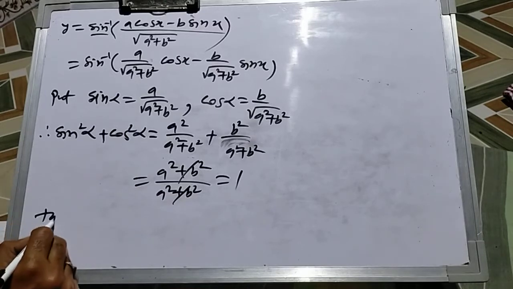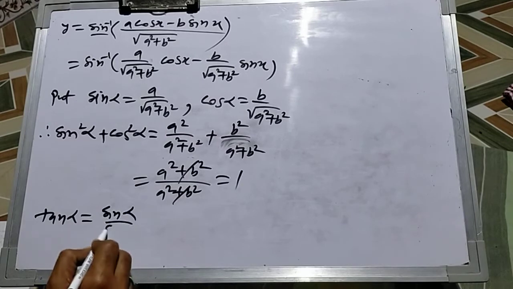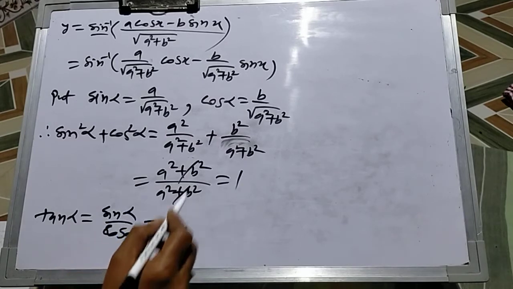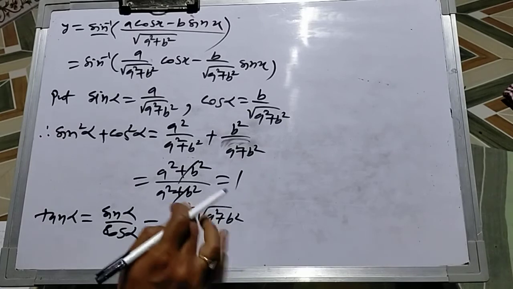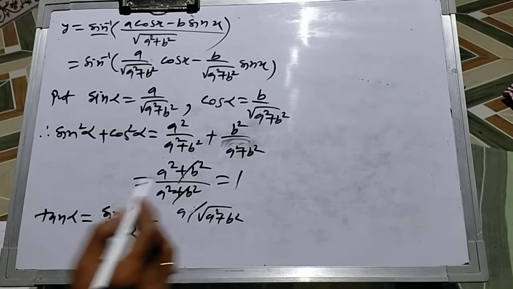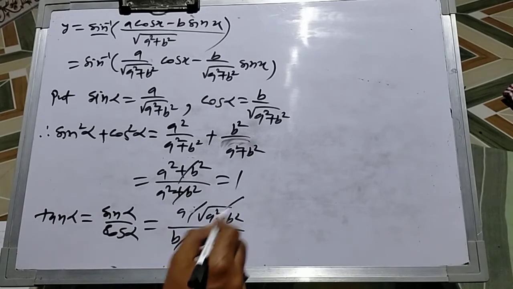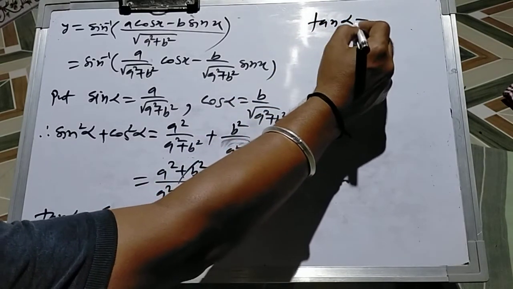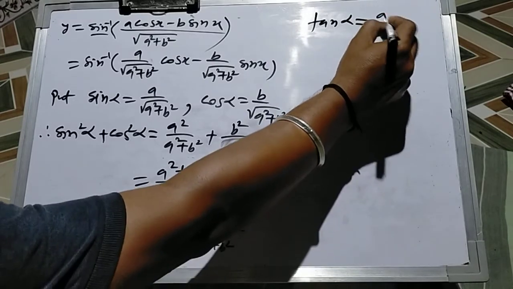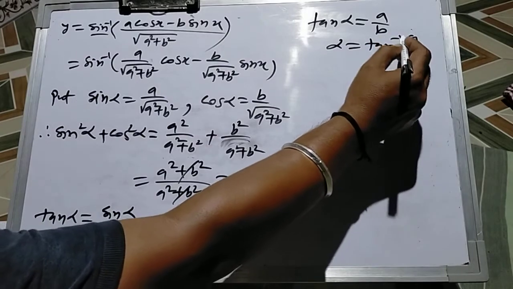And tan of alpha is equal to sin alpha divided by cos alpha. So this is equal to a divided by root a square plus b square, divided by b divided by root a square plus b square. So the root quantity gets cancelled. So tan of alpha is equal to a divided by b, and alpha is equal to tan inverse of a by b.